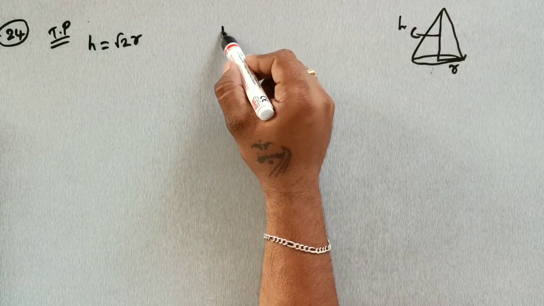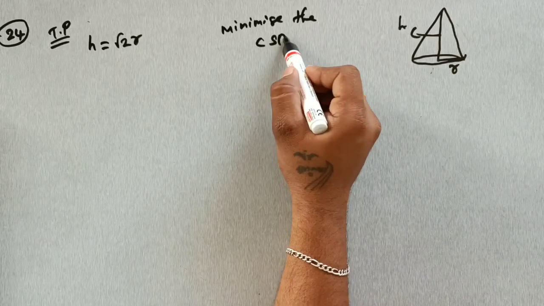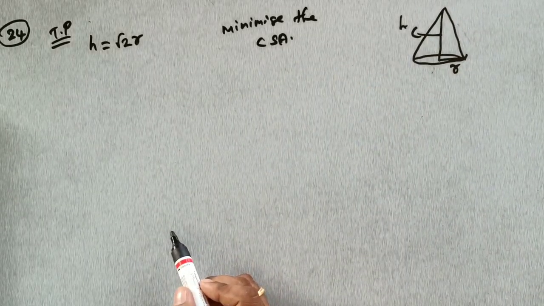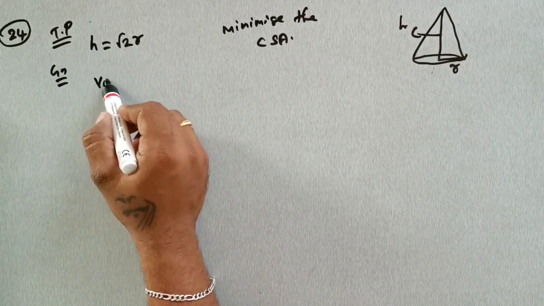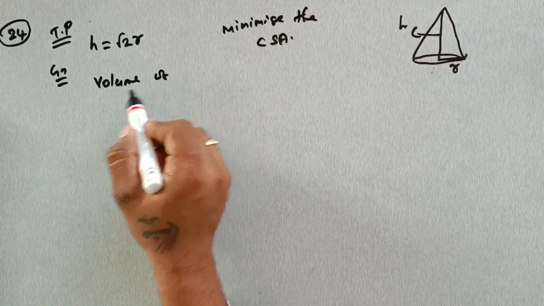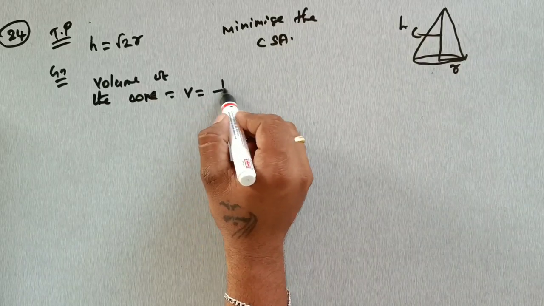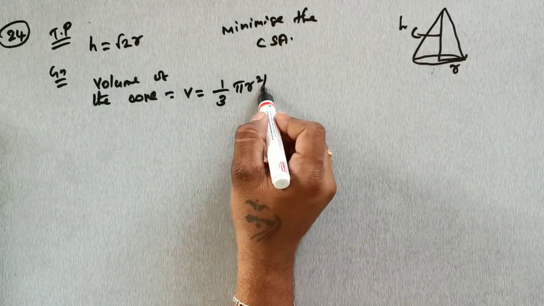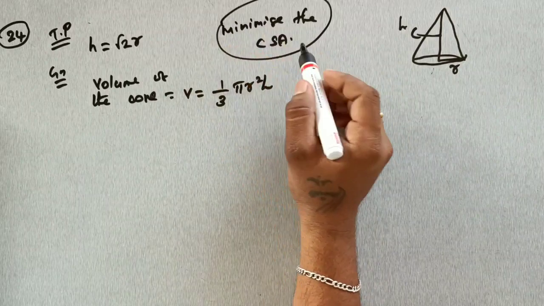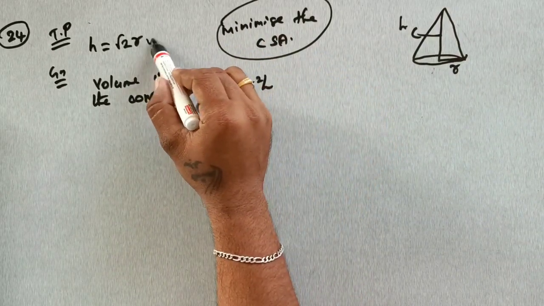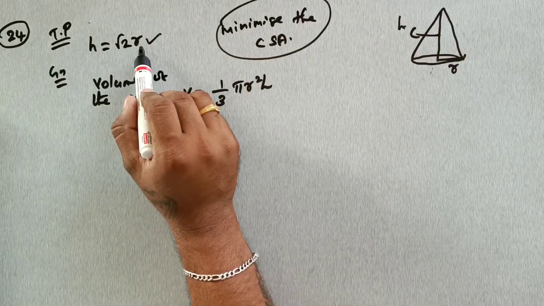So we have to minimize the CSA, the curved surface area. And what is given for us is the volume of the cone. So volume of the cone V equals 1 by 3 pi r square h. This is given. So from this value I need to minimize the CSA. If I am minimizing, I need to prove that h equals root 2 times r, that is, altitude equals root 2 times the radius of the base.